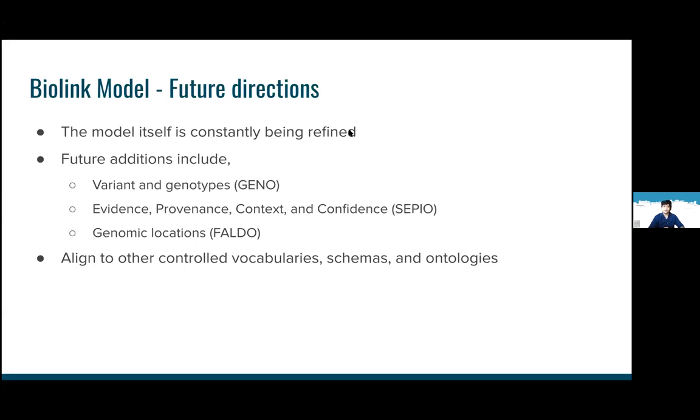Throughout the process, what we want to do is align to other ontologies, controlled vocabularies, and schemas, so that it becomes easy for users working with other schemas and ontologies to bring their data to the Biolink model.